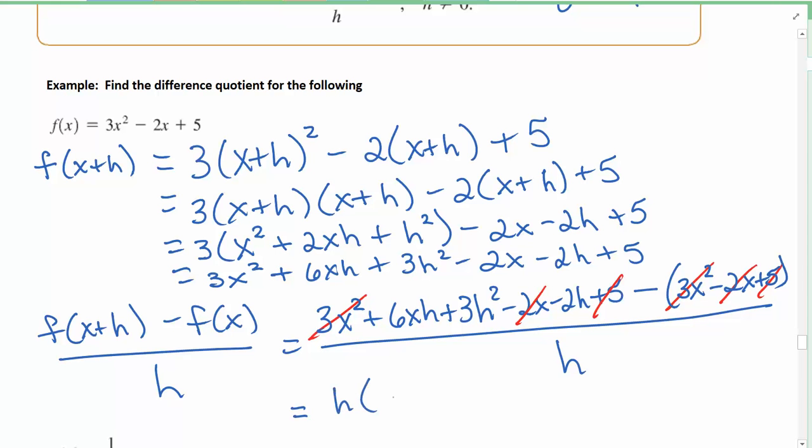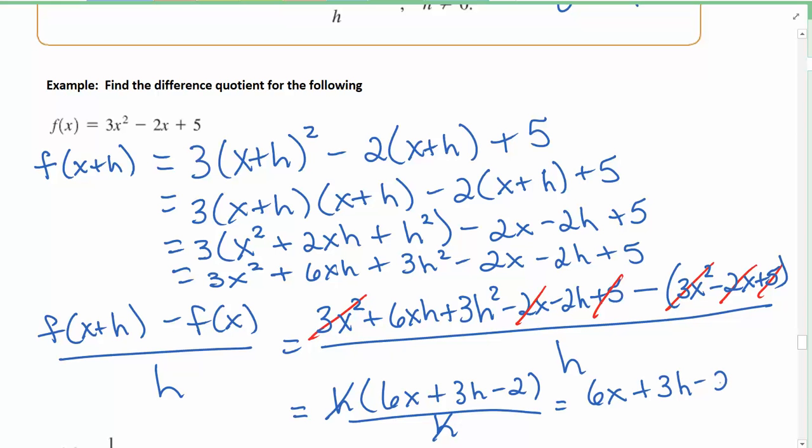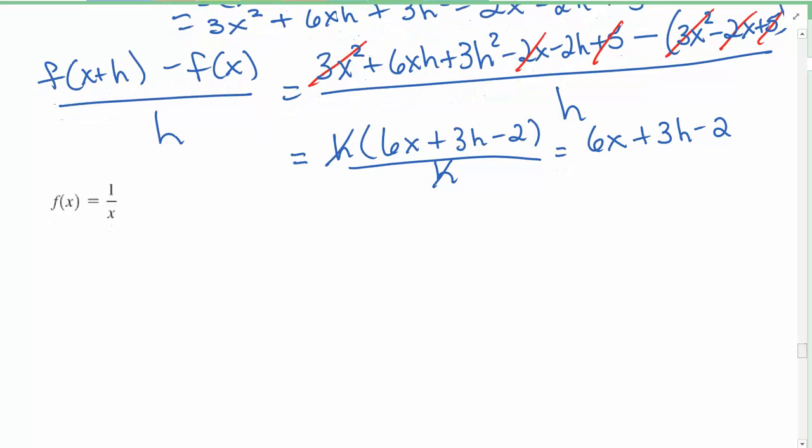We'll have h parentheses 6x plus 3h minus 2, and that's divided by h. And now when you have multiplication in your numerator, you can cancel if you have a factor in your denominator, which we do, so the h's cancel, and your final answer there for the difference quotient is 6x plus 3h minus 2. It's a very important idea for calculus.